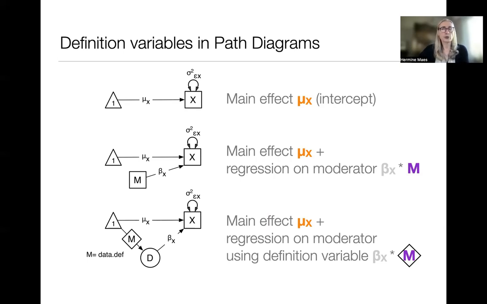We can add a moderator to the model as a measured environmental variable that also has an effect on our dependent variable, estimated by beta x, and that we can add to the main effect in figure 2. The third figure here is just an alternative way of representing that same model, but now using a definition variable, which makes it explicit that we use this moderator not as a dependent variable, but just as a way to multiply with the regression coefficient to estimate the moderating effect of the moderator on our dependent variable x.